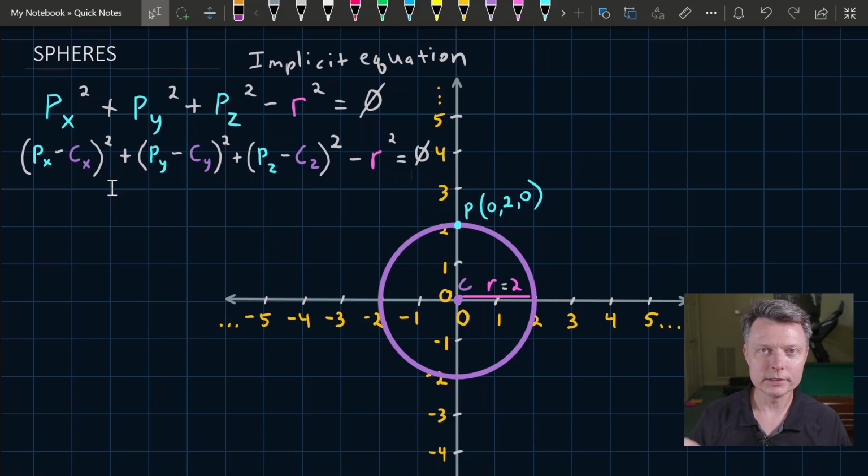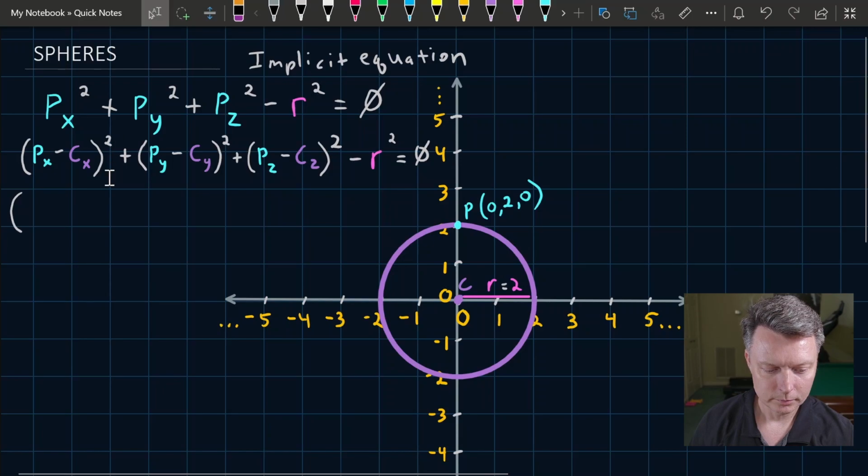If the point is indeed on the sphere, then when you do all these calculations, you will get 0 in the end. And so let's go ahead and try that out for ourselves. I'm just going to plug in all these numbers here that we have, and let's see if it equals 0 in the end, and let's see if point P is indeed on the sphere.